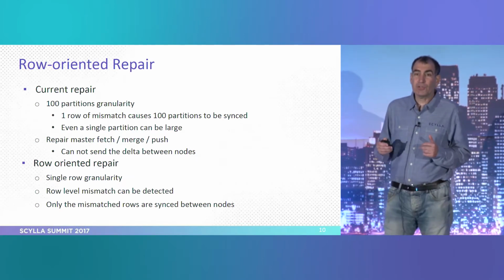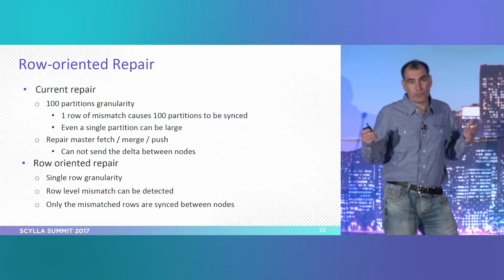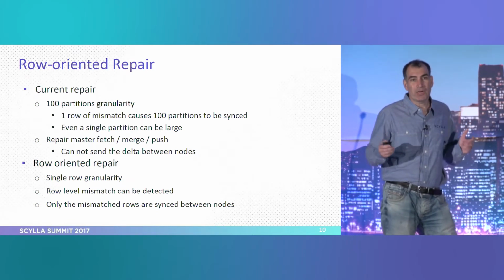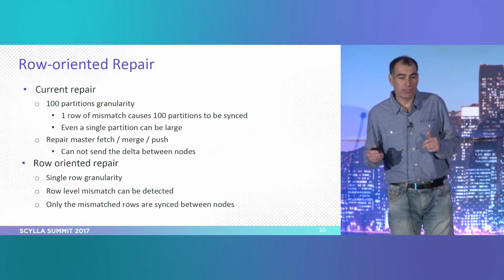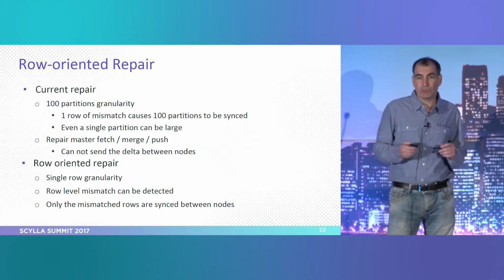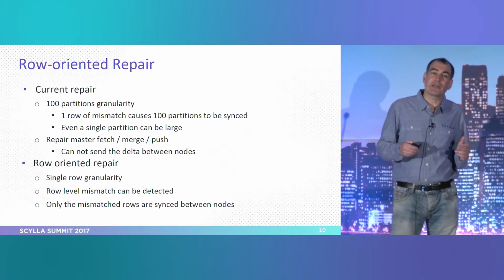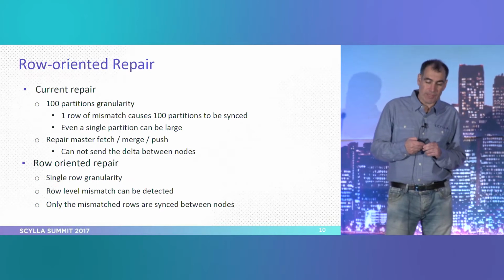And the current repair operation has partition granularity. It even has greater than partition granularity. We move 100 partitions at a time. So if you have a mismatch in just one row of those 100 partitions, then you need to synchronize all of that data, all of those 100 partitions.